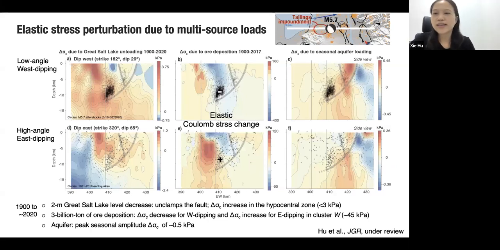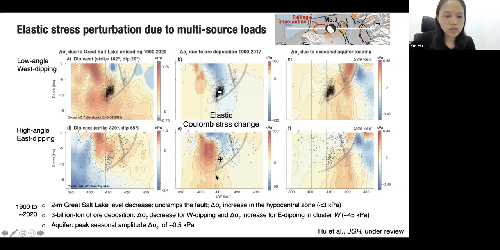So here, for the elastic stress analysis, we pick this east-west transect, and it's passing through the southern part of the Crystal Lake, the tailings impoundment, the epicenter. Here is the aquifer system and the surface trace of the Wasatch Fault. And we consider two representative seismogenic structures, the low-angle west-dipping and the high-angle east-dipping, in these two rows. And first, the column indicates the stress changes due to the Great Salt Lake drawdown by 2 meters since 1900. This unloading unclamps the fault, but the Coulomb stress increase in the hypocenter zone is up to 3 kilopascals.